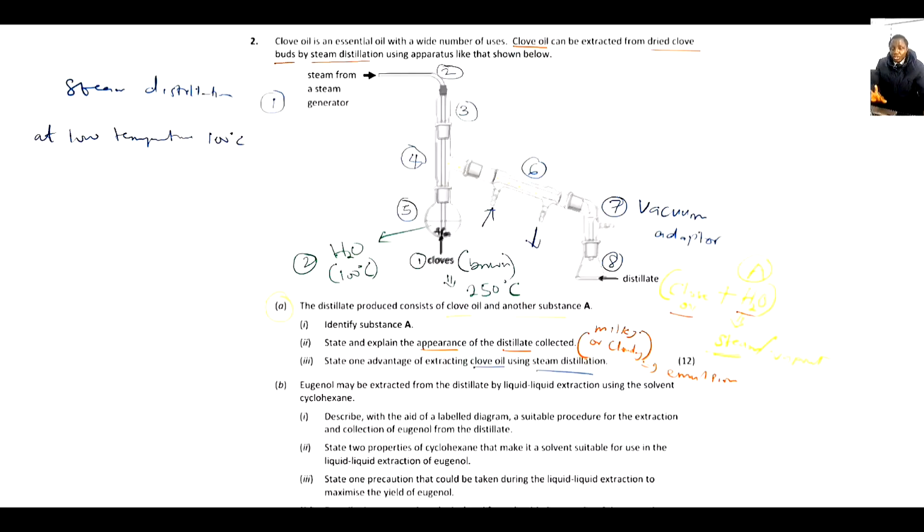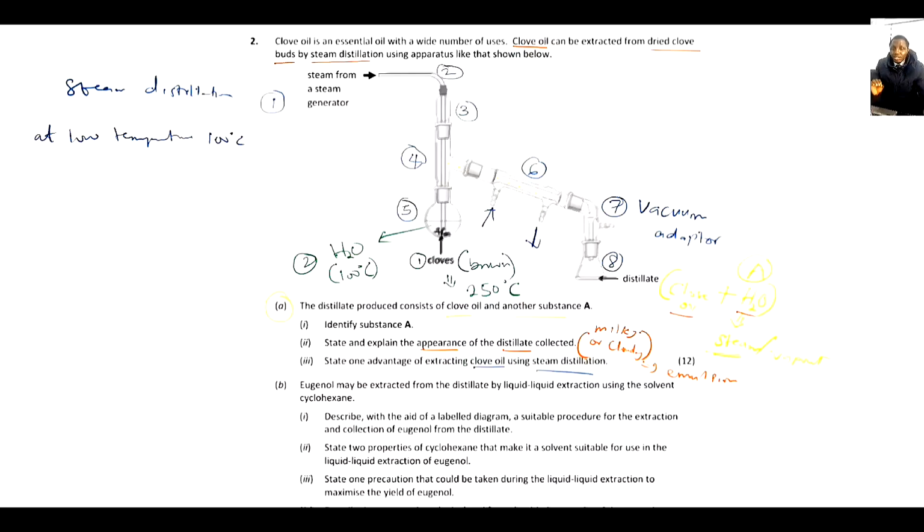Because if you expose the clove to a temperature of 250 degrees Celsius, there is a tendency that we are going to lose the clove oil in decomposition. So in order to get a clean product, we boil the substance in the presence of water, which is called steam distillation, and then we get a good product. So what steam distillation helps us to do is obtain a clean product at lower temperature without requiring more energy.